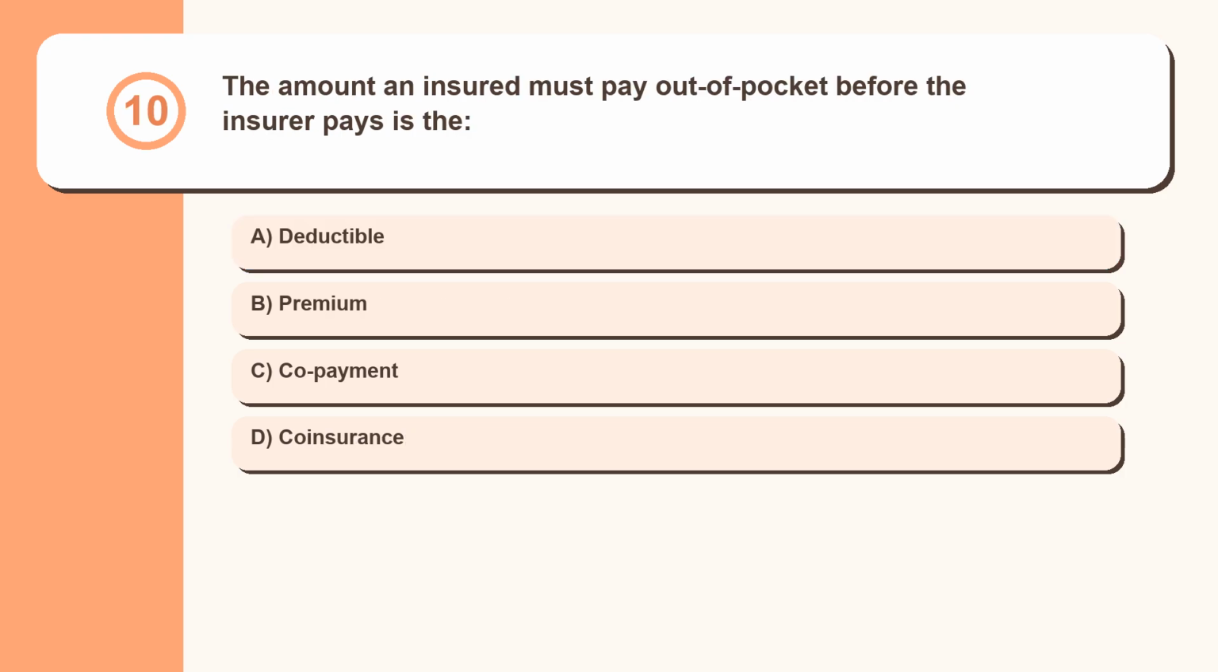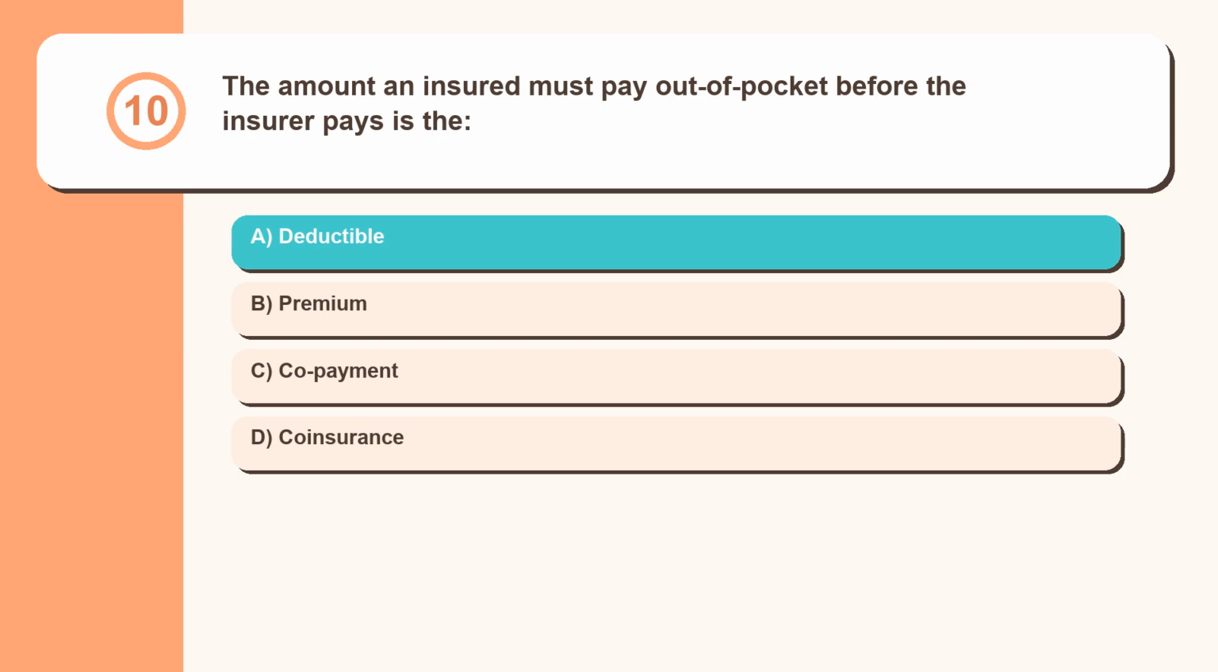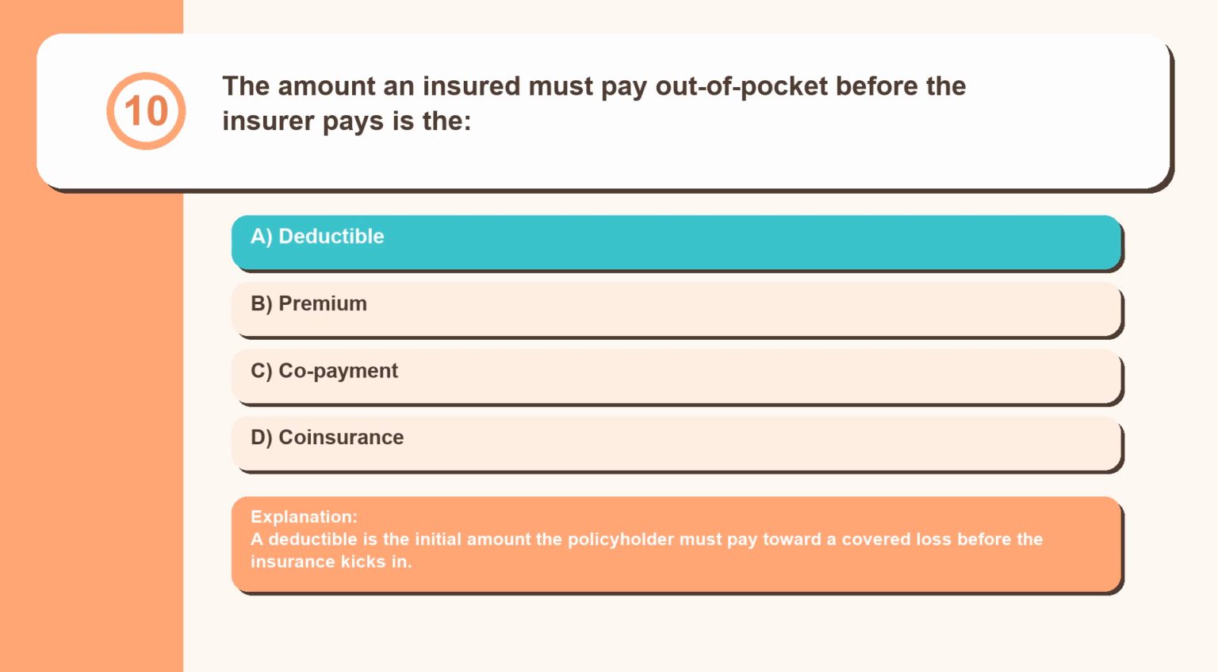Question 10. The amount an insured must pay out of pocket before the insurer pays is the: deductible, premium, copayment, coinsurance. A deductible is the initial amount the policyholder must pay toward a covered loss before the insurance kicks in.